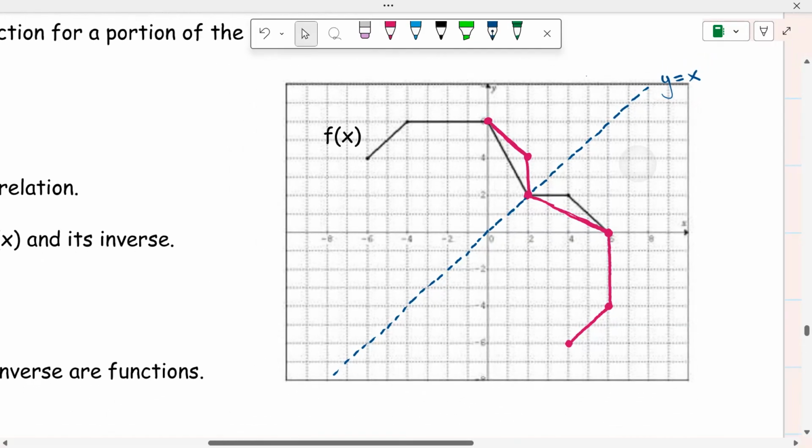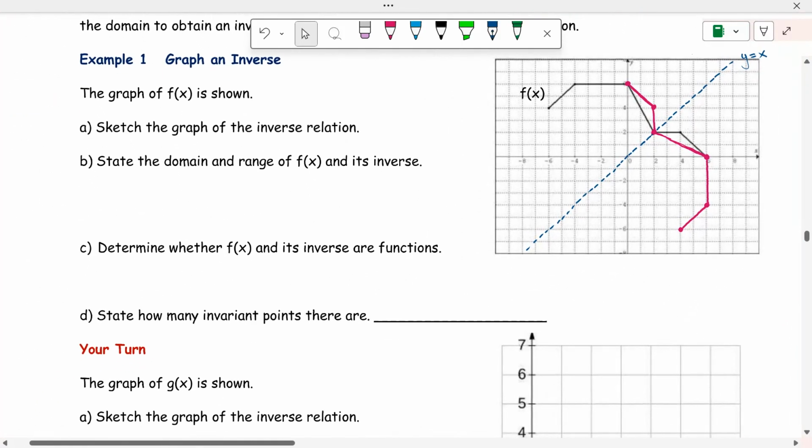All right. So now we can answer some questions. So sketch the graph, check, we did that. State the domain and range of f of x and its inverse. Okay. So f of x. So domain, look at horizontal. So I'm looking now back at the original graph.